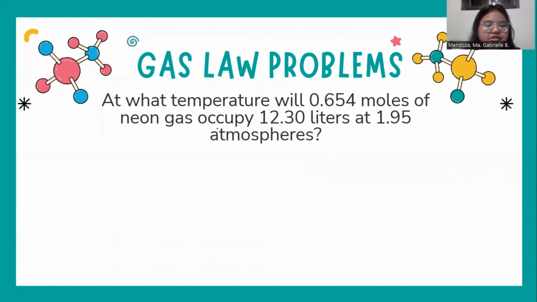Ayan. So, next, at what temperature will 0.654 moles of neon gas occupy 12.30 liters at 1.95 atmospheres? So, here, parang same lang din sa kanina, no? Pero temperature naman yung hinahanap. So, we can use again the ideal gas law formula. So, that would be PV is equals to nRT.